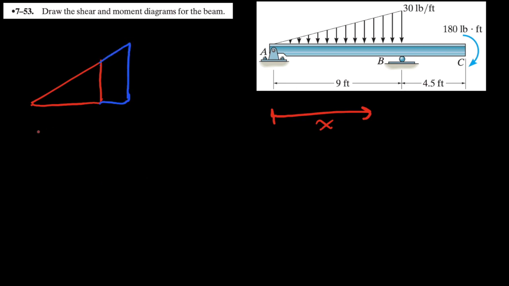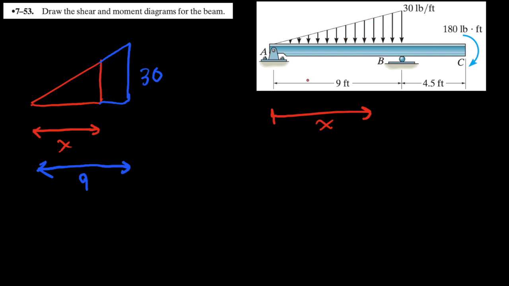The base of the red triangle has a magnitude of x, and the blue one has a magnitude of 9. So basically, this blue triangle is the entirety of this distributed load, with a magnitude of 9 and a height here of 30 pounds per foot. We drew this red triangle because that is our triangle at the point that we section. If I section the beam here, then we would have a triangle like that. If I section the beam here, then we would have a triangle like that.